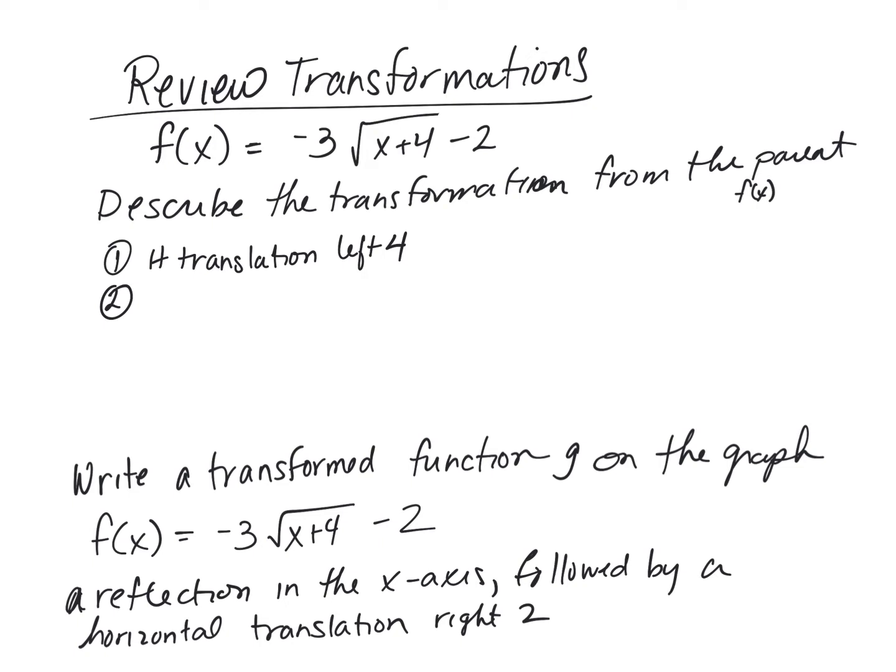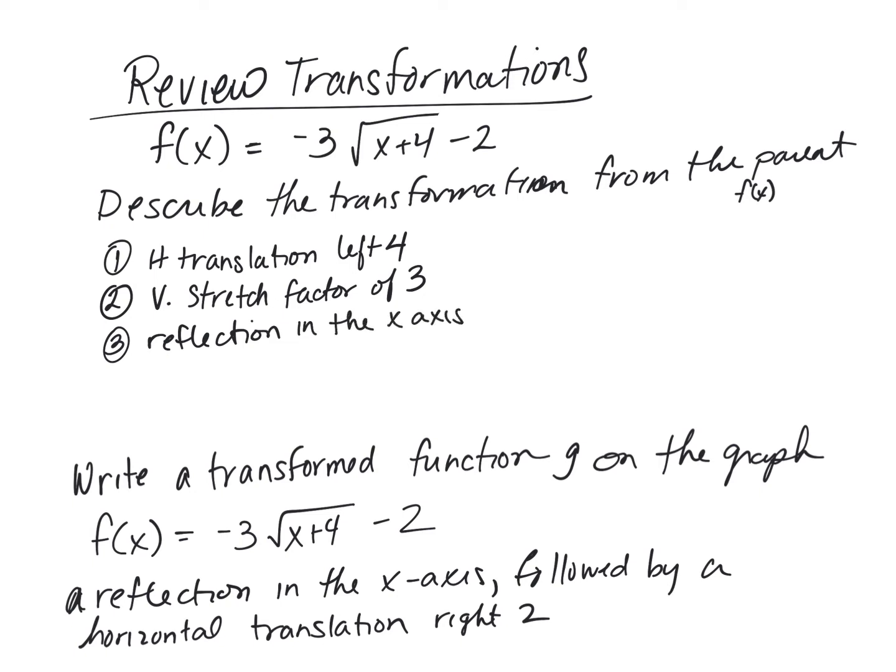Then we talk about what's multiplied in front. What does that 3 do in front? Stretches it. That's a vertical stretch factor of 3. The negative, yes, it's going to be a reflection. The negative makes it a reflection. In what axis? In the x-axis. So that's the x plus 4 part.